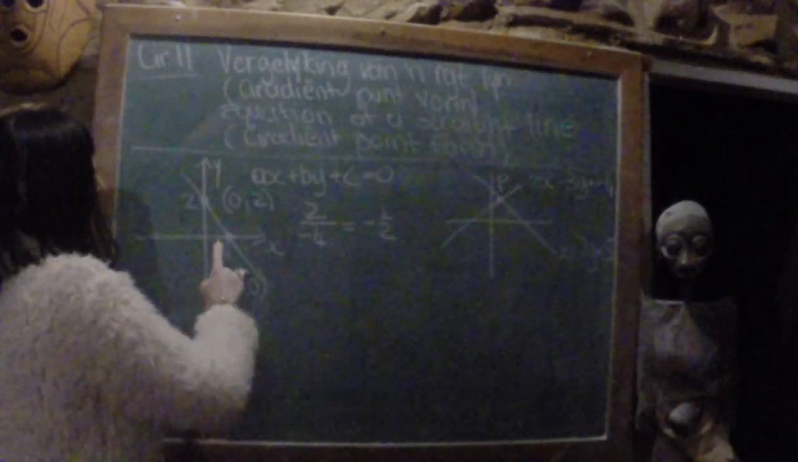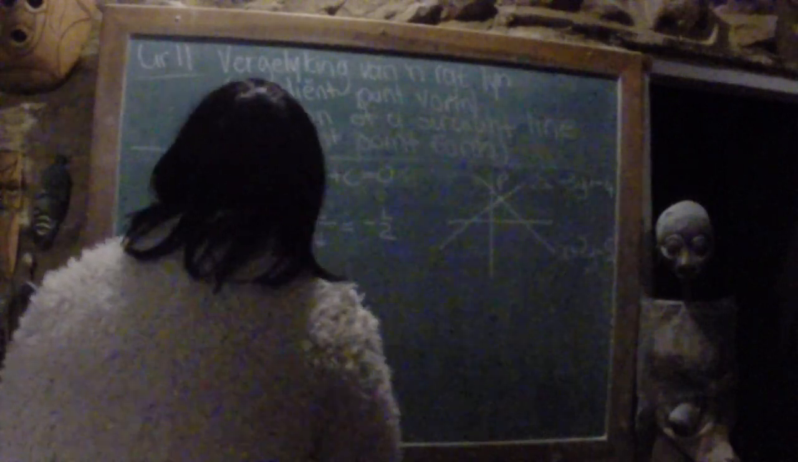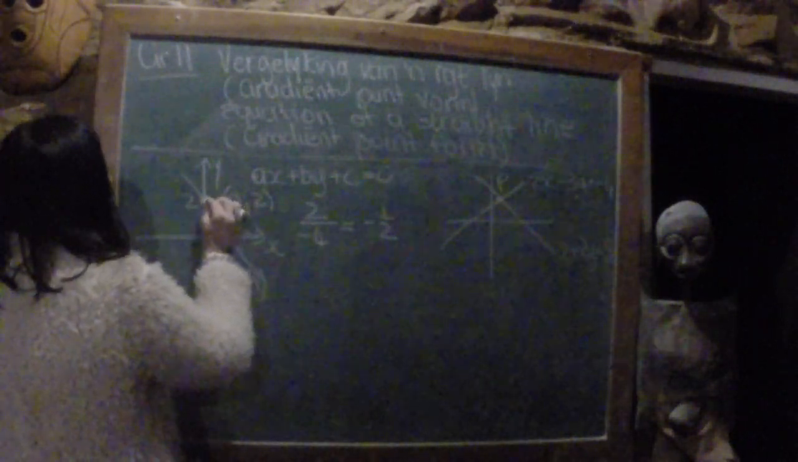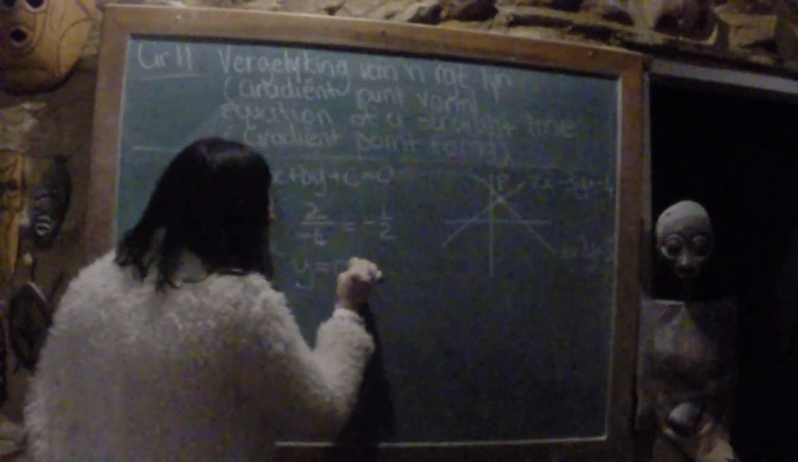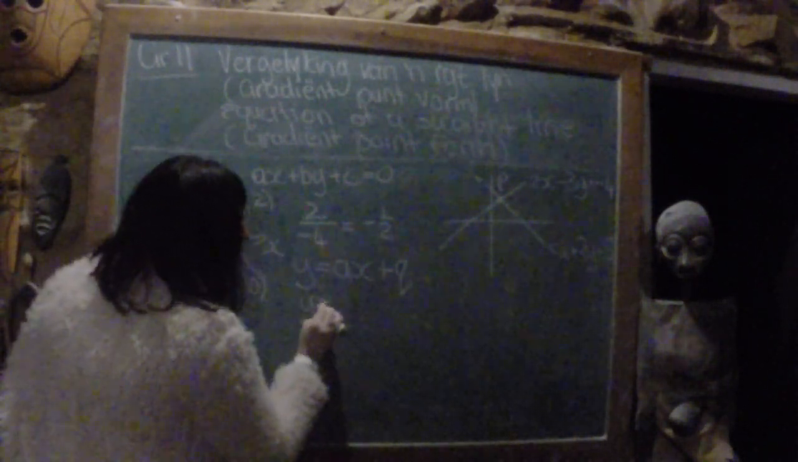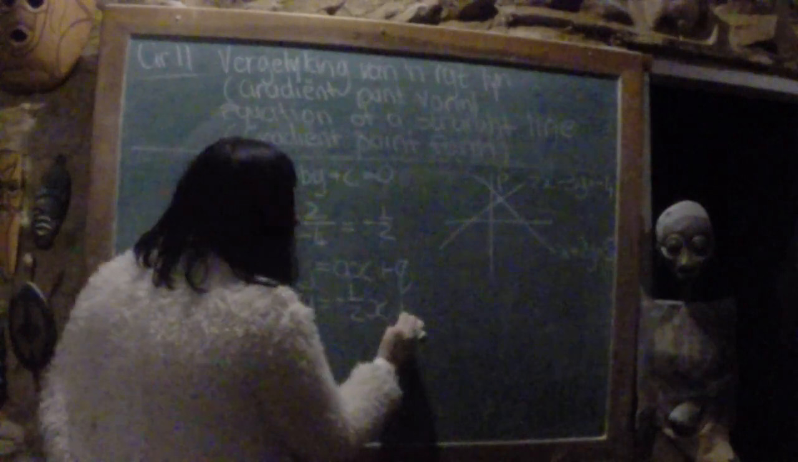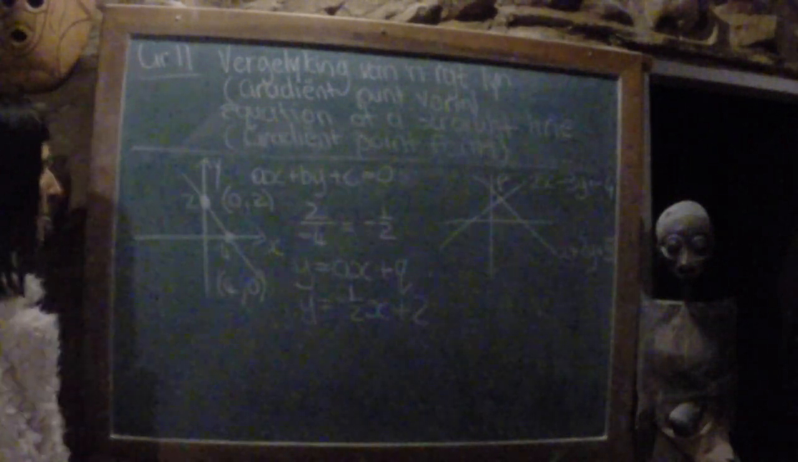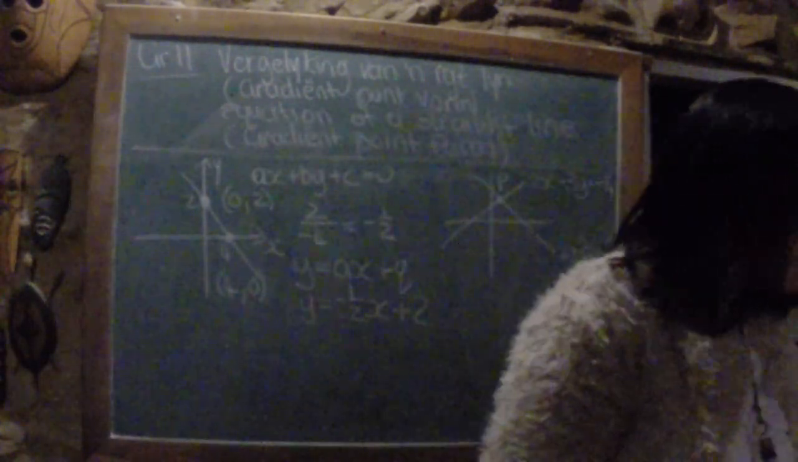Okay, now we've got one coordinate and another coordinate. So ons het twee koördinate en ons het alreeds die gradiënt. So that's not necessary because we've got the y-intercept, and if we write it in the form y equals ax plus q, we can write it as y equals gradient x, and it's going through the point 2. Okay, but now they need it in that format.